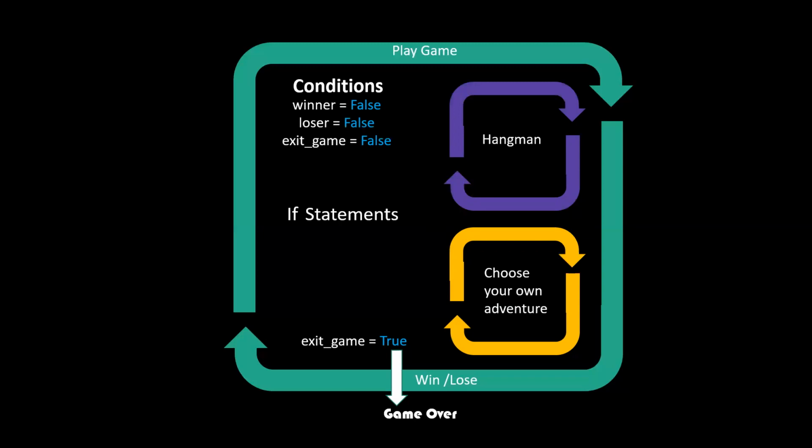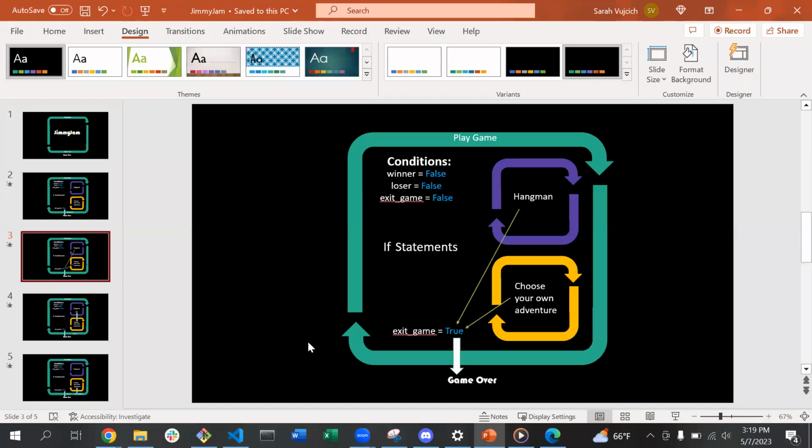Another consideration here is that we have a set of global conditions which are all set to false. If at any point in the game a condition is met, it changes to true, and then it's funneled through if statements. This is important: if we're playing Hangman and we lose at Hangman, we don't want to break the Hangman loop and continue on to the Choose Your Own Adventure loop. We want to jump back to the main gameplay loop. That's just at a high level.